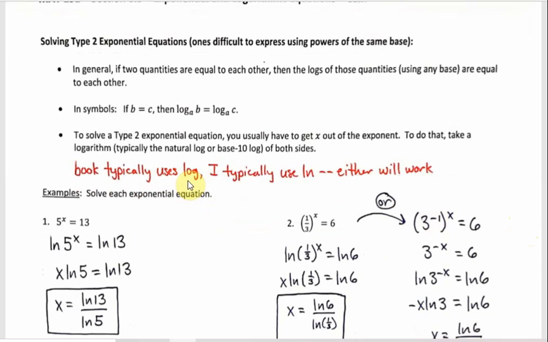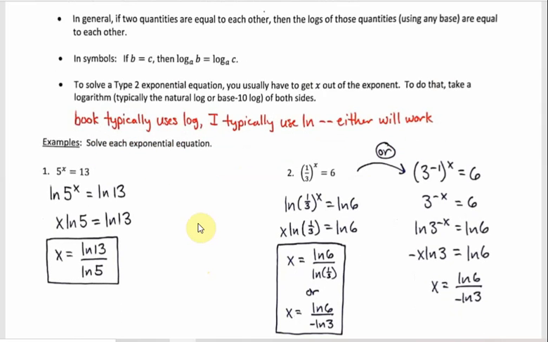The book usually uses a base 10 log. I usually use a natural log. It doesn't really make a difference. They would both give you the same answer. Like for number 1, you can see its answer right here. Base 10 log of 13 over base 10 log of 5 is the exact same number as this. So anything would work, base 10 log or base e natural log. I guess if your equation has a base of 10 in it or a base of e in it, then maybe one is slightly faster than the other, but generally it doesn't matter.